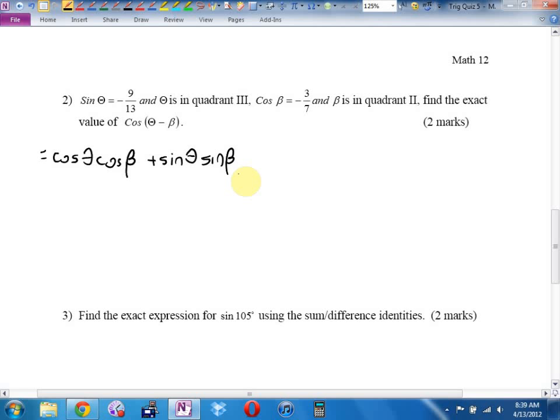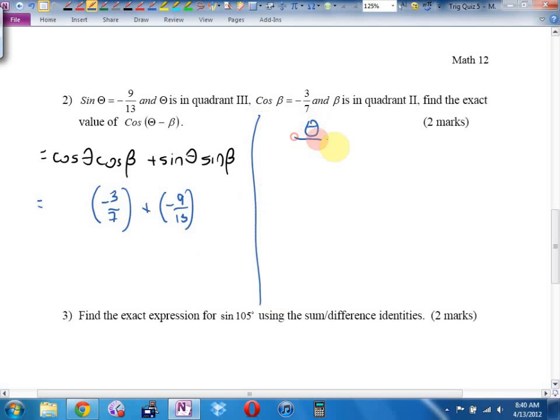And then some of these I can plug in. For example, cos beta, okay, that's a -3/7. Do I know cos theta? Not yet. Oh, but I know sine theta. That's a -9/13. That's good. Do I know sine beta? Not yet. Okay. Now, I'm going to look at theta, which they said is in quadrant 3.